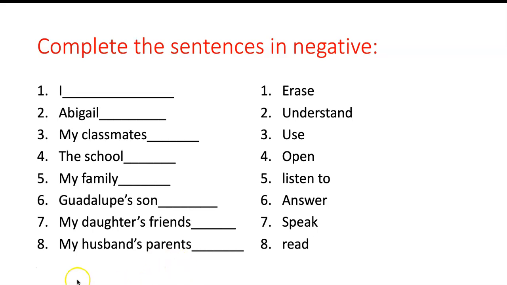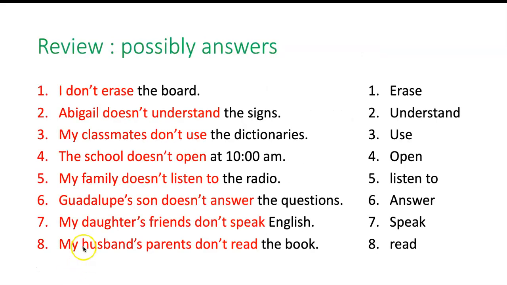Okay, so now here we are going to review. Look at this. Those are possible answers. Maybe you have different. Of course, you are going to have different. Vamos a tener esto que está en negro diferente, okay? But the first part we should have the same. Deberíamos tener igual la primera parte en rojo. Look at this. I don't erase the board, the mistake, the book, whatever.